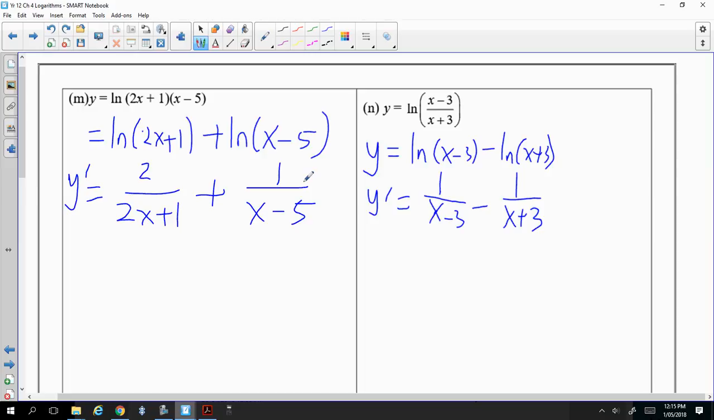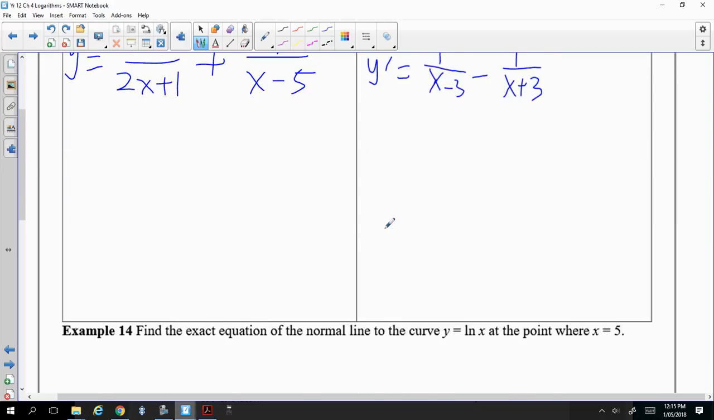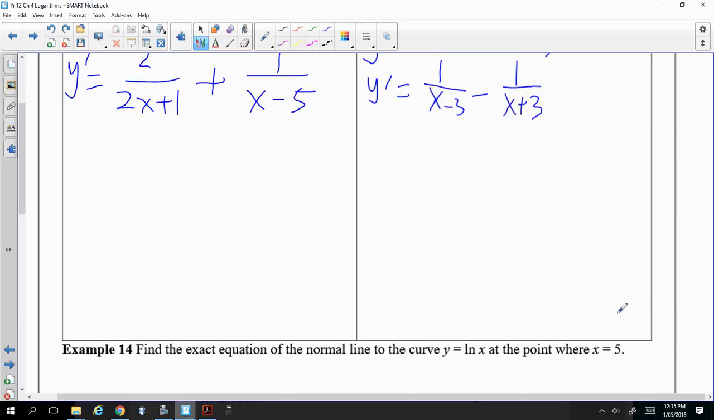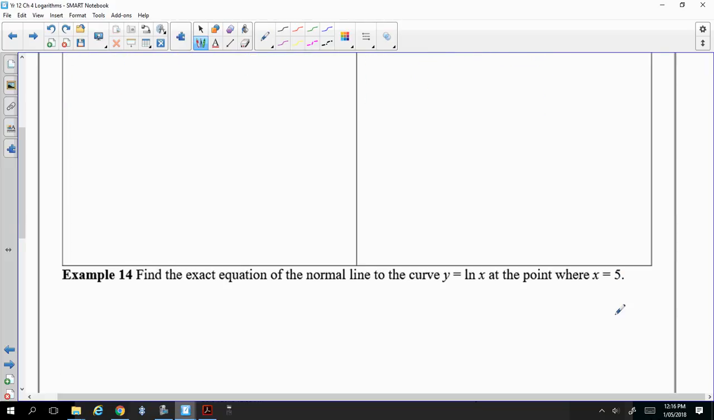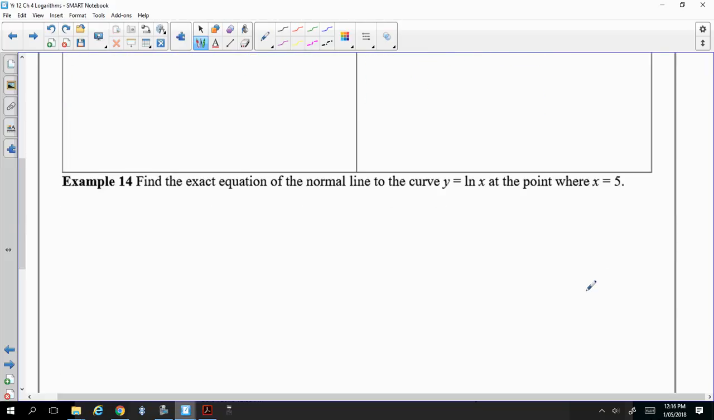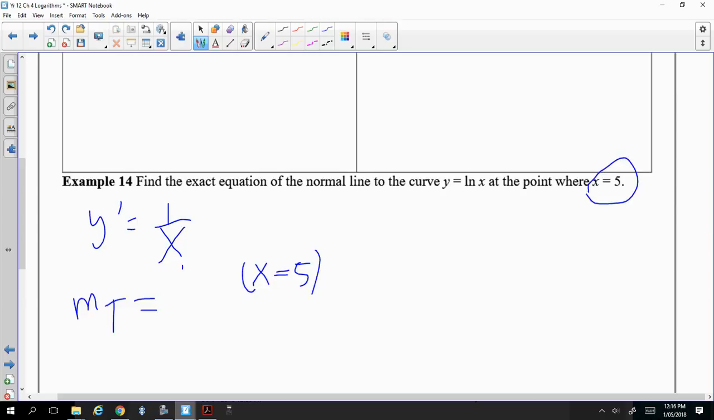All right. Find the exact equation of the normal to the curve at the point where x equals 5. Okay. So what you need to do is to differentiate first. y dash is 1 over x. Find the gradient of the tangent, which is, when we substitute x equals 5, 1 over 5. Then the gradient of the normal will be the negative reciprocal of 1/5, which is negative 5.